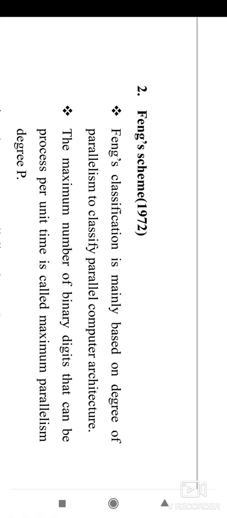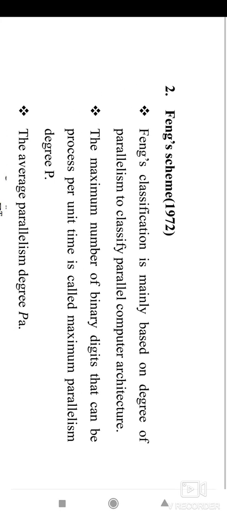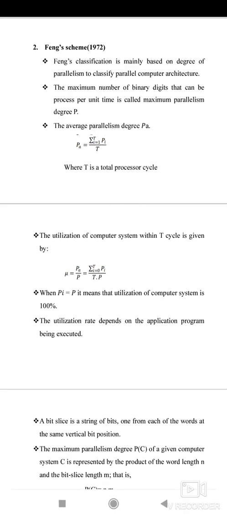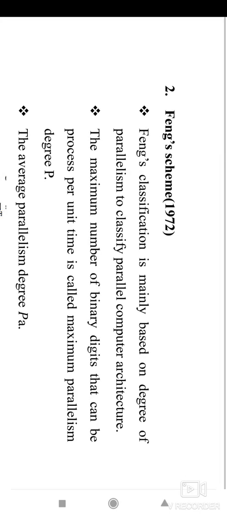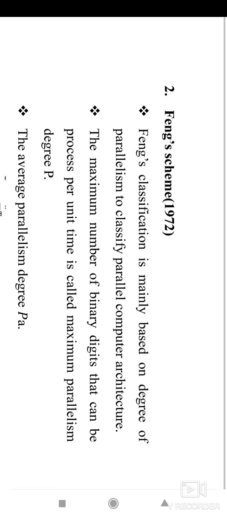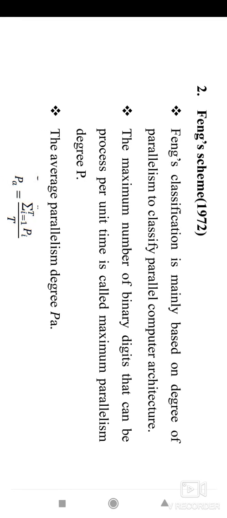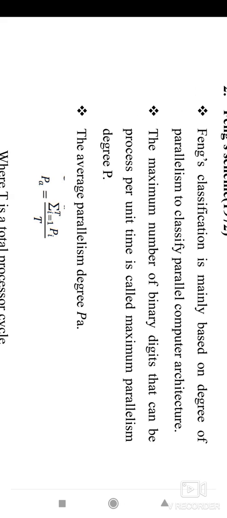In architectural classification schemes, we have discussed Flynn's classification, that is SISD, SIMD, MISD, MIMD, in the last class. So the next one is the Feng scheme. Flynn's classification is mainly based on the degree of parallelism to classify parallel computer architecture. So the main parameter used in Flynn's classification is the degree of parallelism.